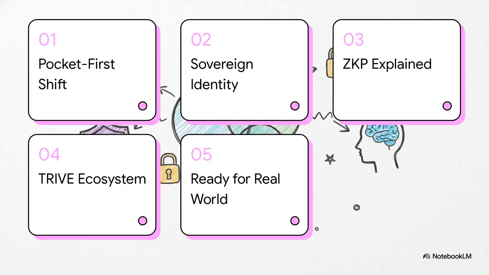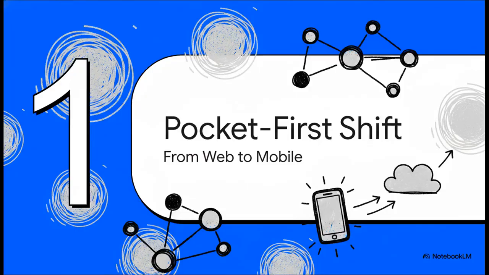Just to make sure we grasp the full scope of this shift, here is our quick roadmap for today. We're going to cover the pocket-first shift, what exactly sovereign identity is, an explanation of zero-knowledge proofs, the tribe ecosystem, and finally, how this is ready for the real world. All right, let's jump right into section 1, the pocket-first shift, moving from the web straight to mobile.